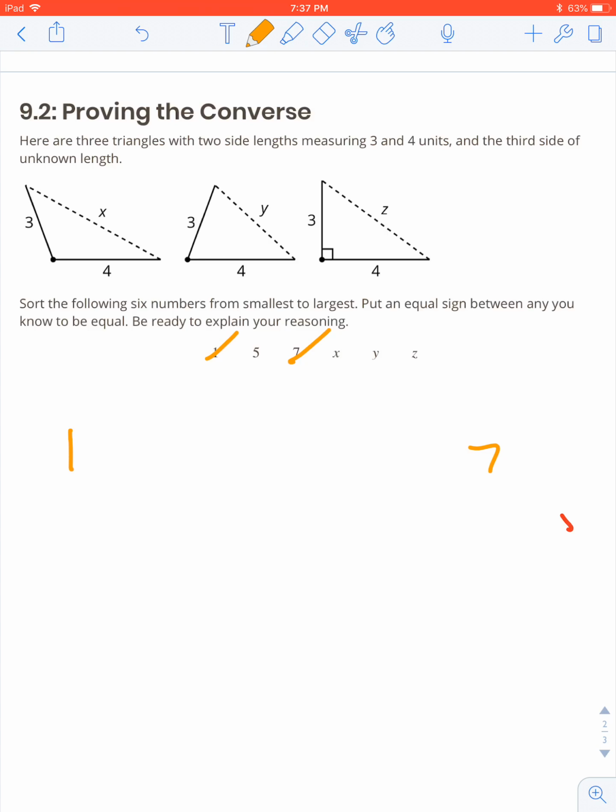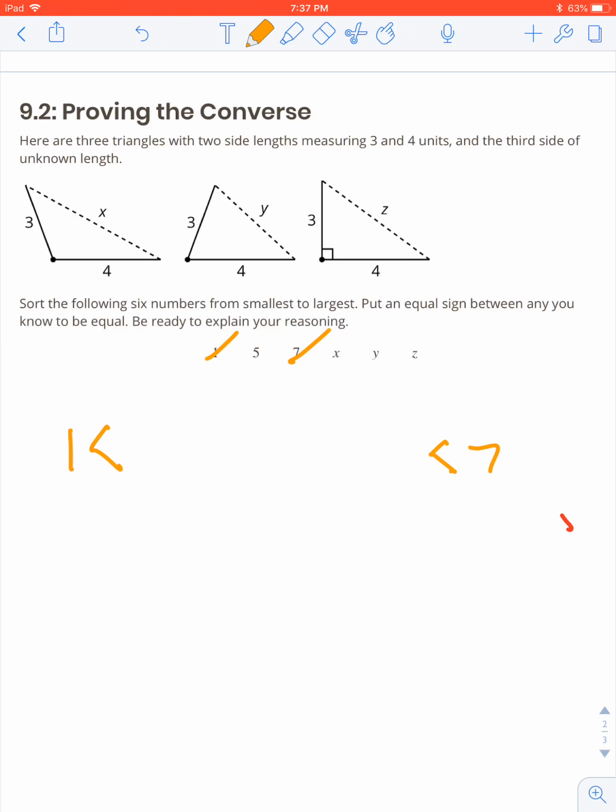To help things out a little bit, we know that everything has to be greater than 1. Everything has to be less than 7. So we have 4 other things that we still have to deal with. We still have to deal with x, y, and z, along with the number 5.